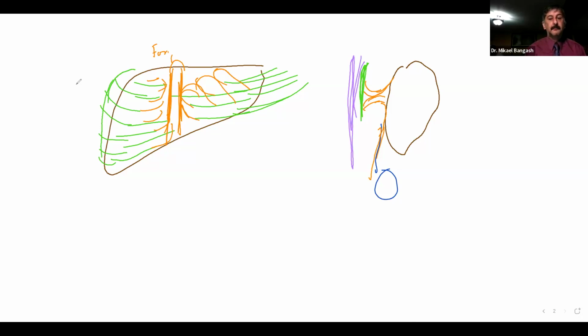Did that make sense? Once it has run along the surface of the liver, it's going to go on to the next structure, which in this case is going to be your stomach.